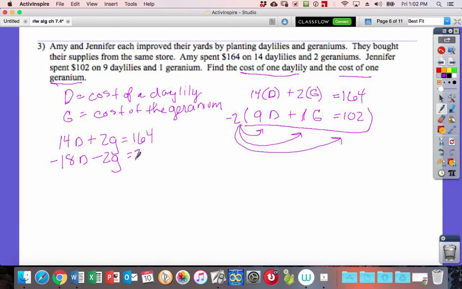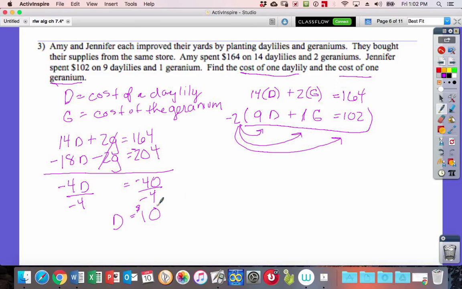It's 204. And it's a negative because it's -2 times 102. Now I can just add. I get a -4 daylilies. Those get eliminated. Okay, and on this one, I'm going to get a -40. I'm going to divide by -4 on both sides, and I get the daylilies cost $10. Very nice. Okay, but I haven't found out what the geraniums cost.